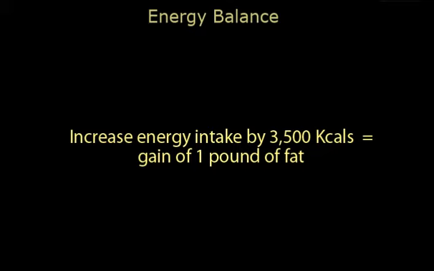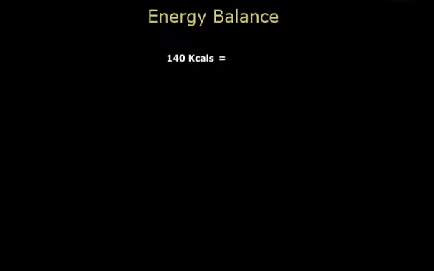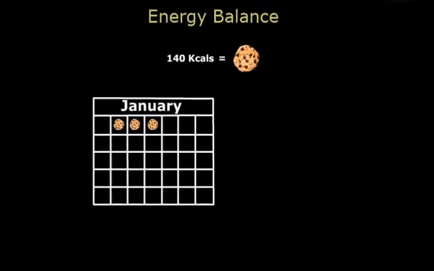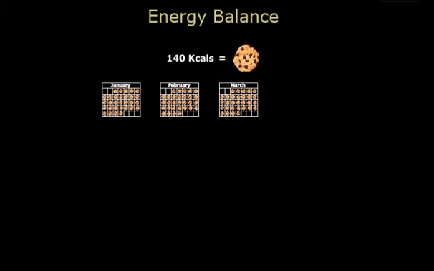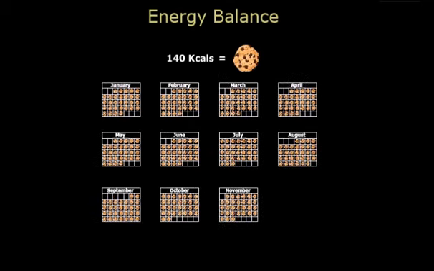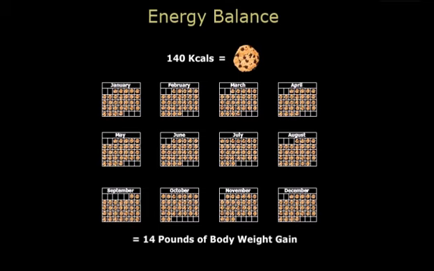Unfortunately, it may be difficult to recognize when we are in a small positive energy balance. Let's take, for example, an increase in our daily energy intake of just 140 kilocalories per day. This is roughly equivalent to the energy derived from one chocolate chip cookie. If a positive energy balance of 140 kilocalories is sustained for approximately 25 days, a pound of body weight may be gained. If sustained for a year, this could result in a possible increase of 14 pounds of body weight, all from one additional chocolate chip cookie per day.